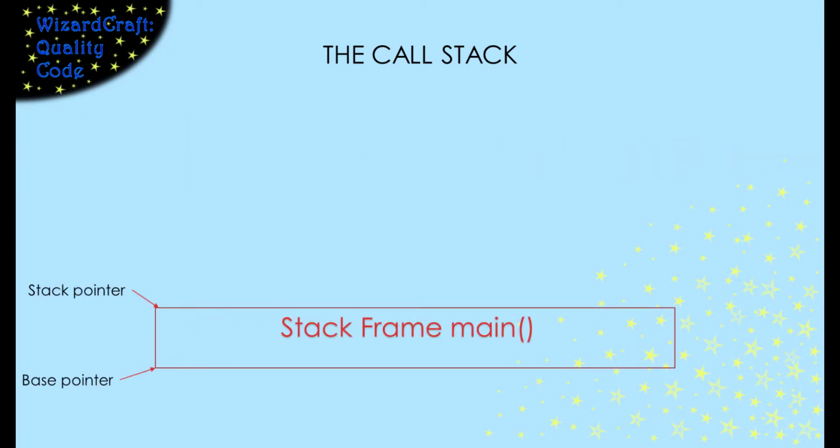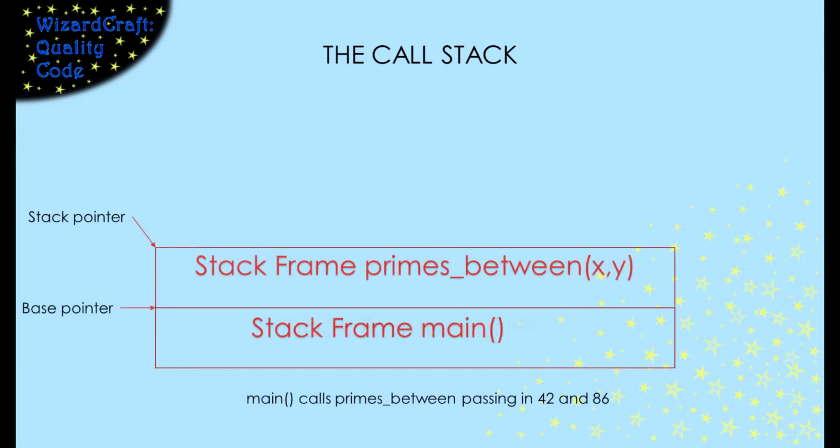To see how the stack works, let's start with our program running in the main function. That function gets a stack frame, which holds its local variables. The stack is just a space in memory, but we need to keep track of where it is. For that, we'll use two registers: the stack pointer, which always contains the address at the top of the stack, and the base pointer, which always contains the address that is the bottom of the stack frame at the top of the stack. When main calls primesBetween, the stack frame for that function gets built on the top of the stack, and our two registers get updated to reflect the fact that the stack has grown.